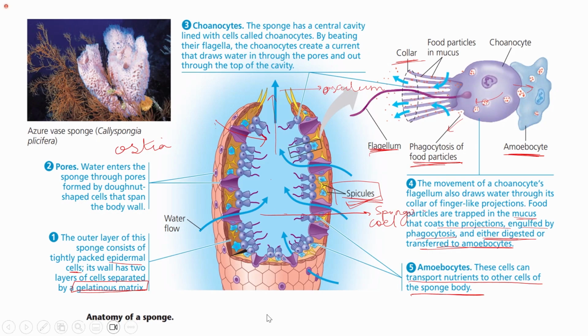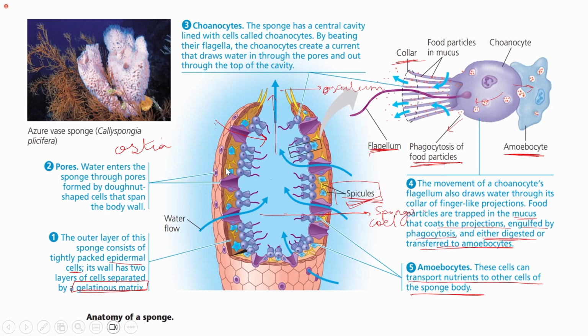So these are the different structures that are present. We have the outer layer that consists of pores, which are called ostia. Then we have choanocytes that line the inner cavity, and these choanocytes have the collar-like structure that helps in producing the water current. They have flagella for the beating, and they also perform phagocytosis of the food particles. If the food is not digested, they transfer it to the amoebocytes. These amoebocytes help in transporting the nutrients to the other cells of the sponge body.